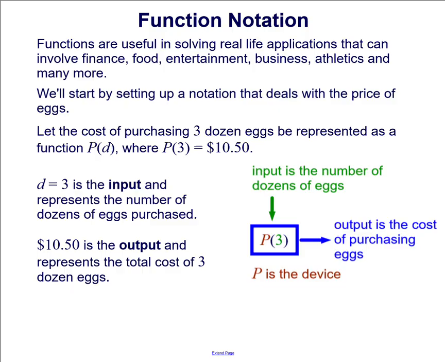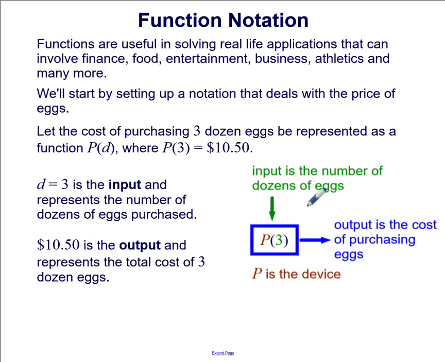Let the cost of purchasing 3 dozen eggs be represented as the function P of D, where P of 3 is equal to $10.50. D equals 3 is the input and represents the number of dozens of eggs purchased. $10.50 is the output and represents the total cost of 3 dozen eggs.